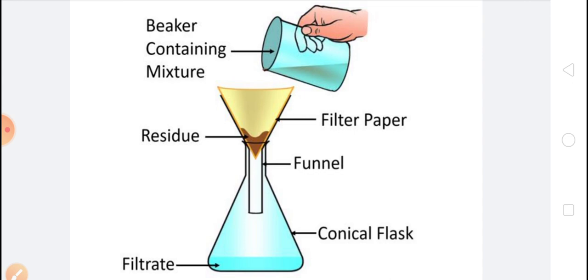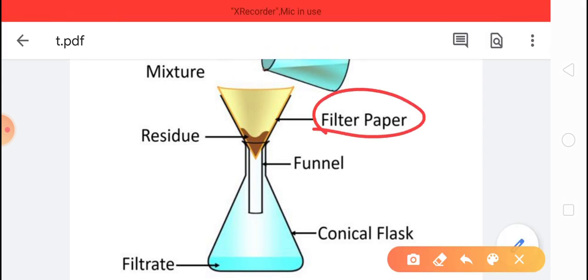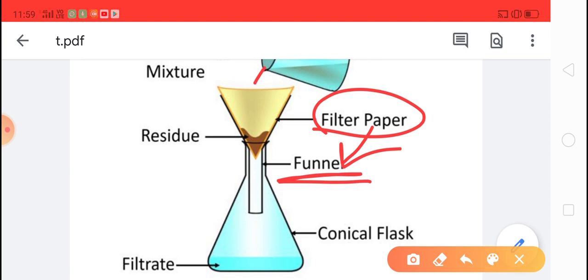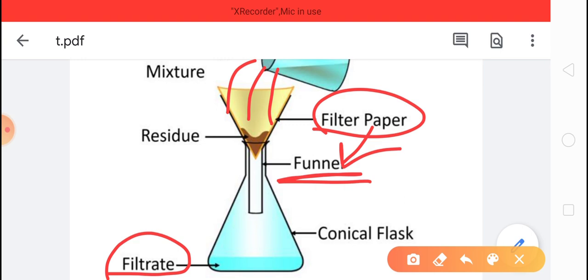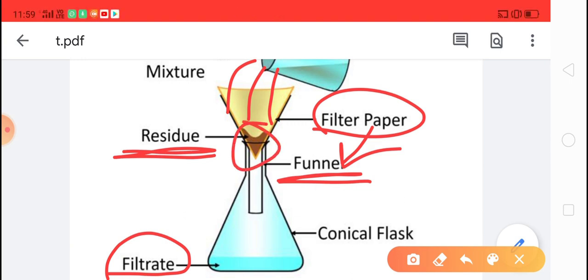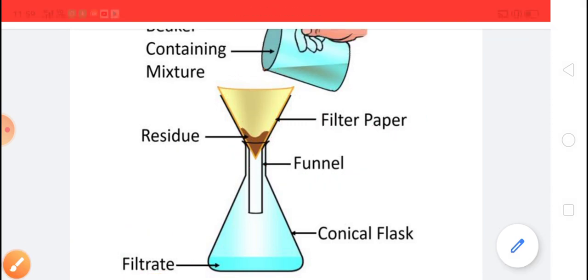Children, filter paper is placed on a funnel. By making the cone of the filter paper, it can be placed on the funnel, and the liquid to be filtered is poured on it. The clear liquid thus obtained is called filtrate, and the residue which is left over on the paper is called residue. In this way, the filtration process can be done.